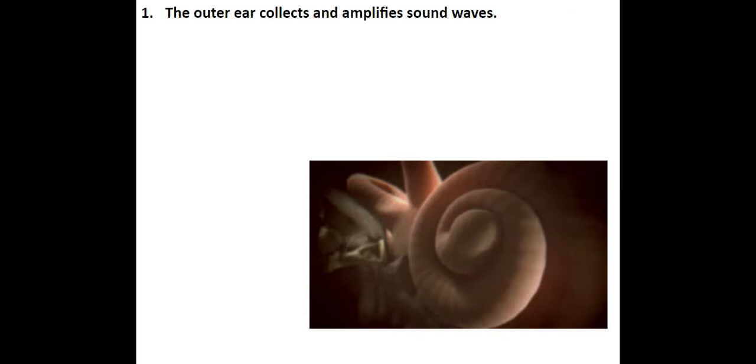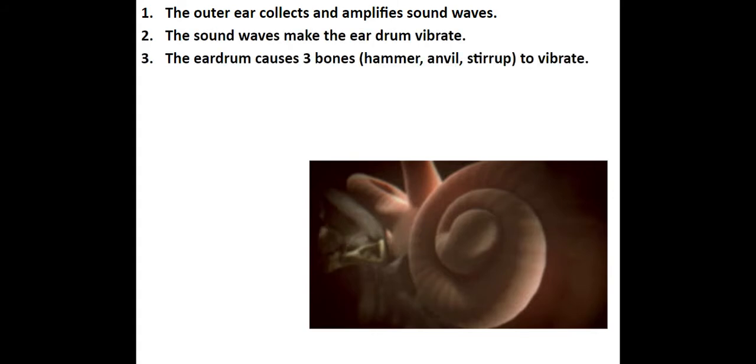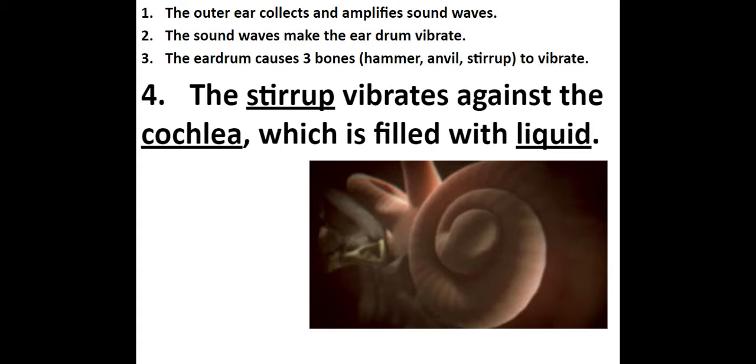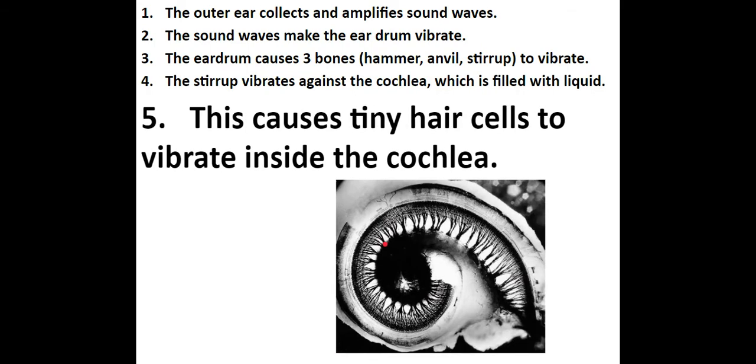And here's how it works. The outer ear collects and amplifies sound waves. The sound waves make the eardrum vibrate. The eardrum causes three little bones to vibrate. The stirrup, the last bone, vibrates against the cochlea, which is filled with liquid. And this causes tiny hair cells to vibrate inside the cochlea.